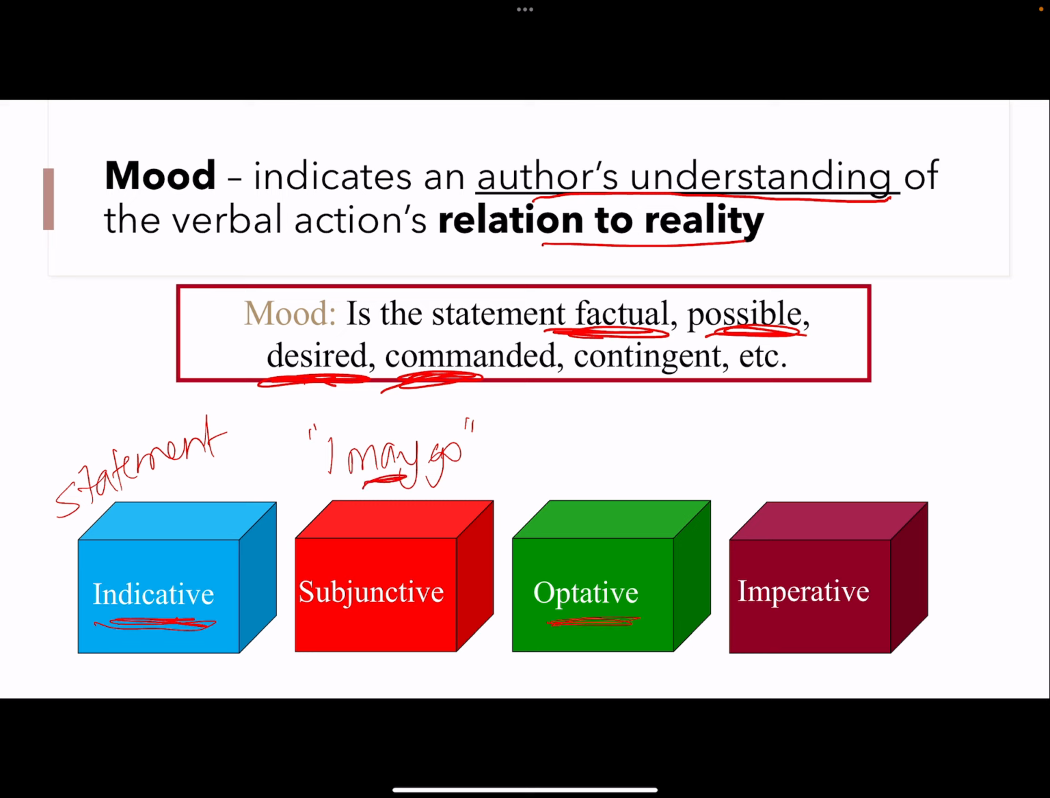There's the optative, which is the mood of desire. I wish to go. And then the last one is the imperative. You can think of this as almost like a command. Go! We see a lot of imperatives, particularly in the letters, like Paul's letters and Peter's letters, and other parts of the New Testament, where there are instructions from the person writing.